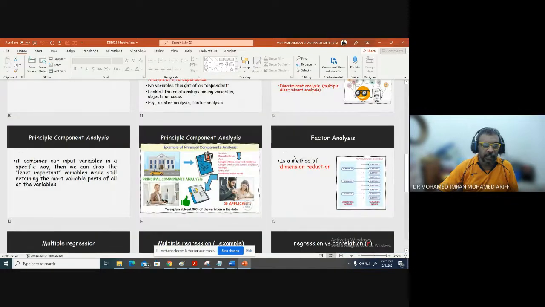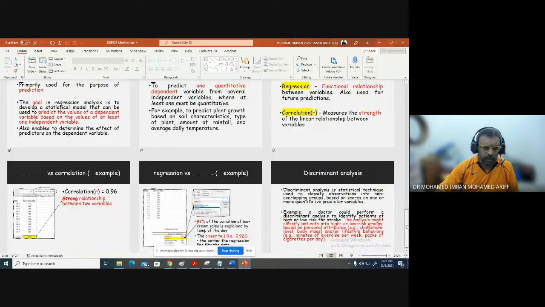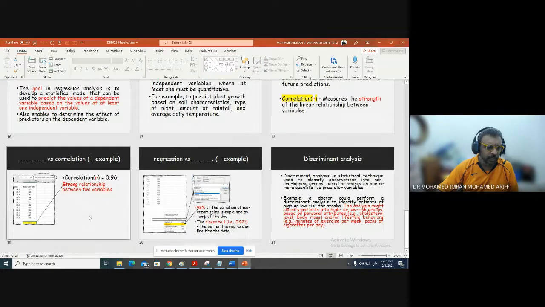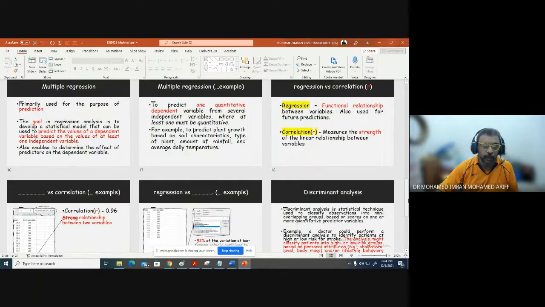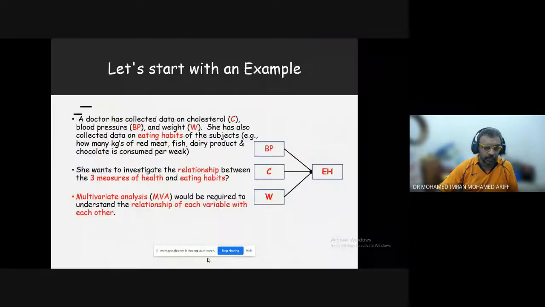Alright, and then these are some examples, and then we are going to talk about multiple regression, short form multi-regression. We're going to talk about regression again, what is regression, and I'm going to show you a small example menggunakan Excel, how to do correlation and regression, and we're going to talk about discriminant analysis yang akhir sekali. Alright, so let's start with talking about the example here.